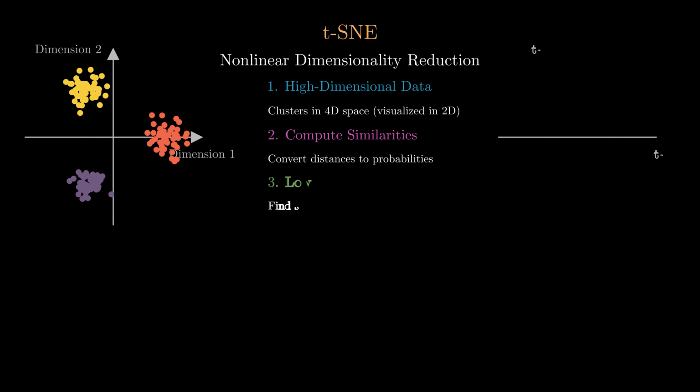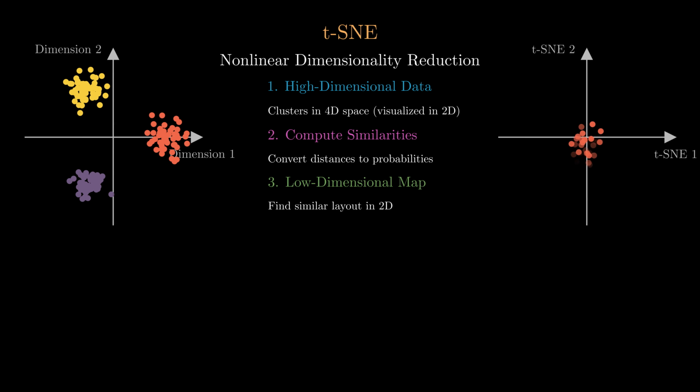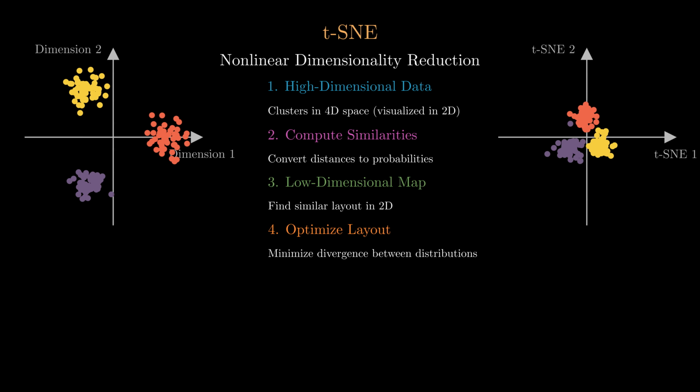Next, we create a random initial layout in 2D space. We'll optimize this layout so that the similarity probabilities in this low-dimensional space match those in the high-dimensional space as closely as possible. Now we optimize the 2D layout using gradient descent. The algorithm adjusts point positions to make similar points in high dimensions close together in 2D, while keeping dissimilar points apart.